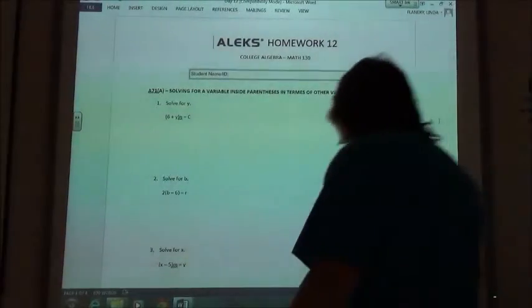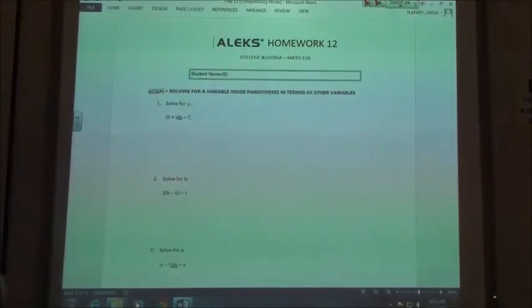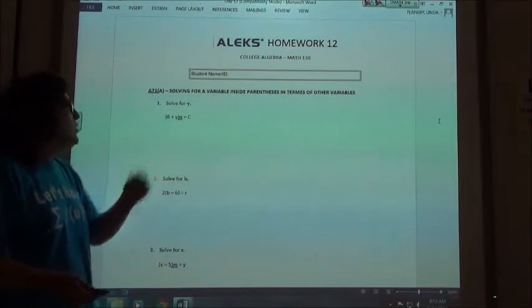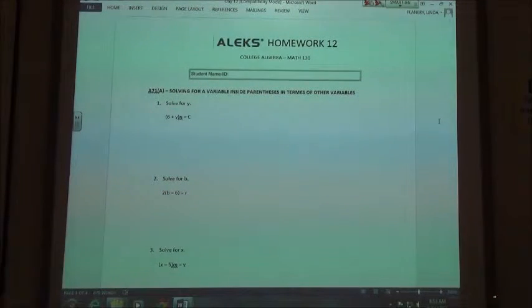Alright, so homework 12 starts off with what they used to call algebraic symbol manipulation, but basically just rearranging your equations in terms of another variable. And so on this one, it's one with parentheses where it tells you to solve for y. You basically have two choices when you have those parentheses there. You can either use your distributive property and get rid of the parentheses, or you can divide by what's on the outside of the parentheses and get rid of the parentheses basically that way. Do you have a preference on which way you do it?